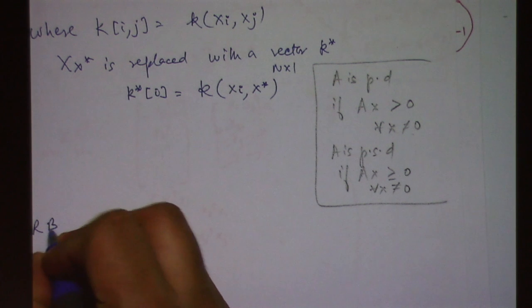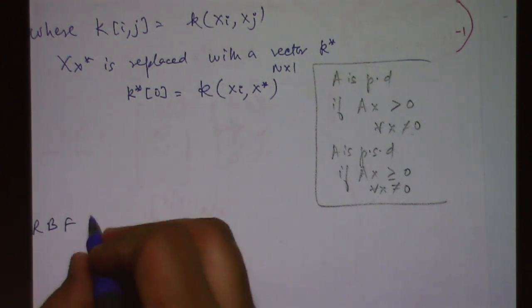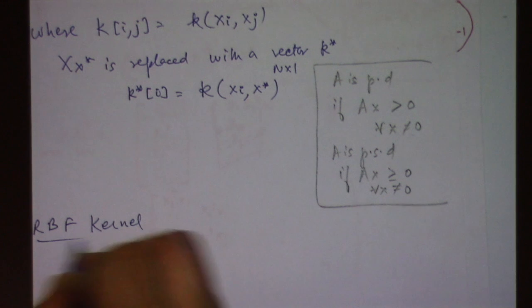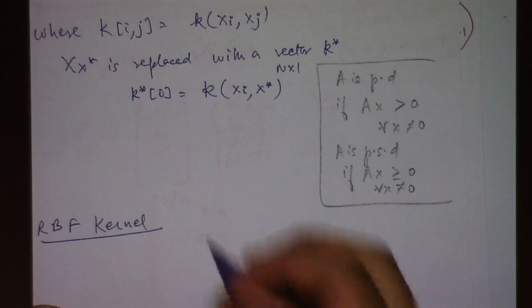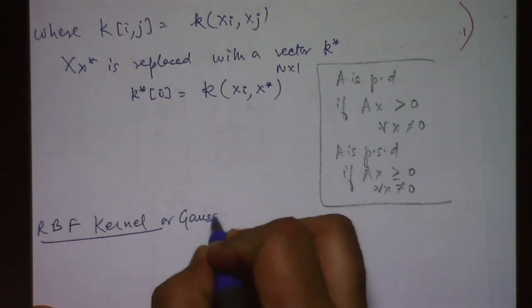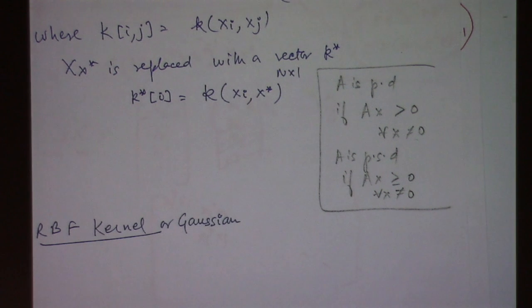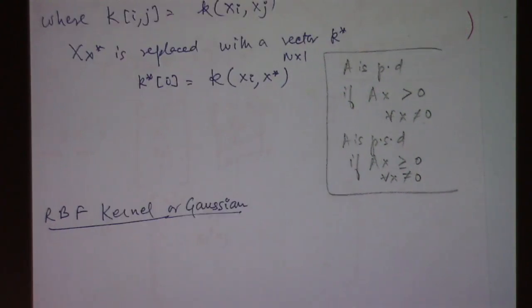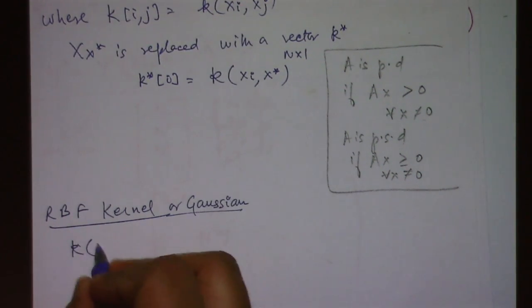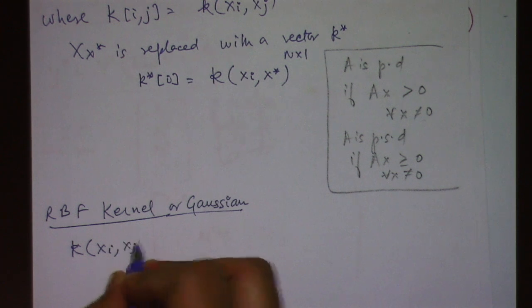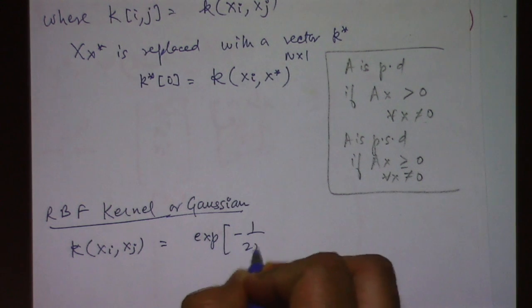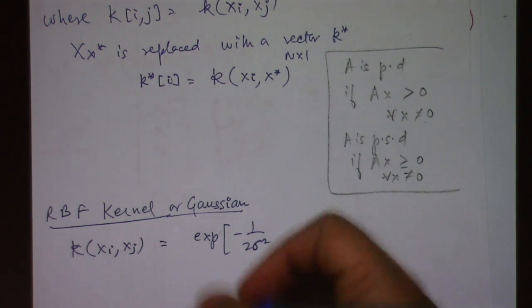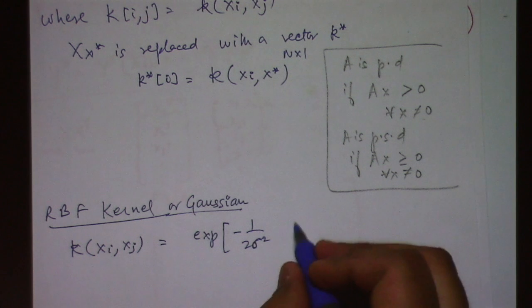You will see many names for this kernel. Sometimes we call it radial basis function kernel, RBF. Sometimes we call it Gaussian kernel because it has that Gaussian term. Sometimes we even call it squared exponent kernel, just because that's what it is. So k of xi comma xj is nothing but exp minus 1 over 2 sigma square. This is a hyperparameter of this kernel, and I'll tell you what that means.